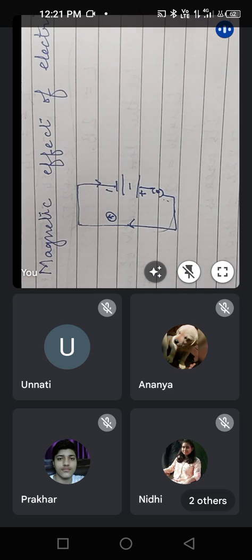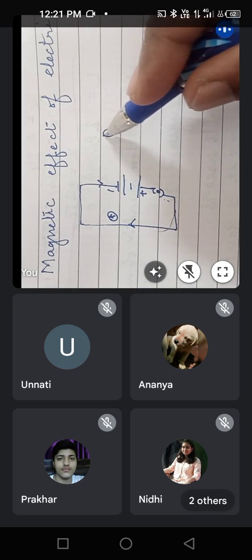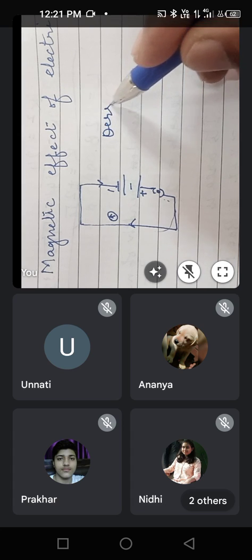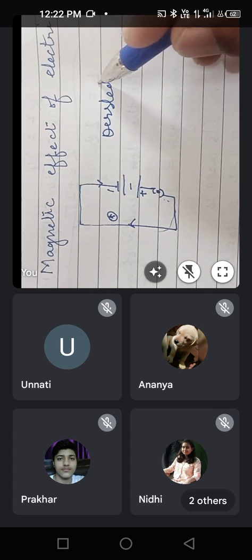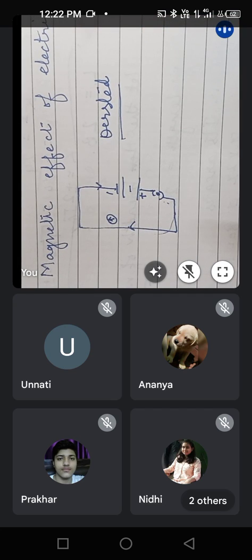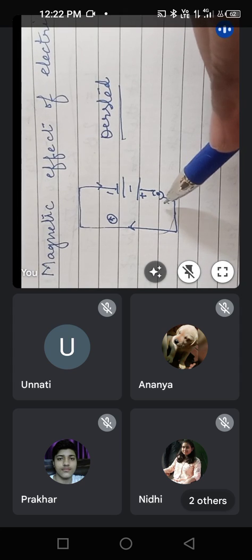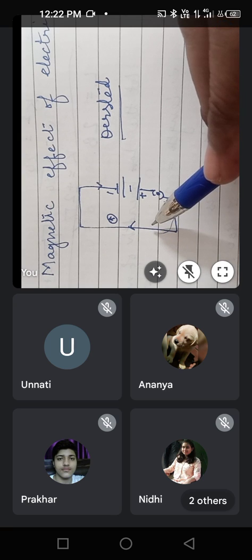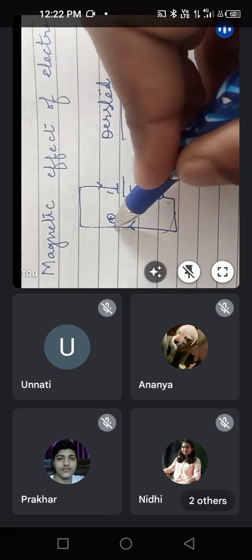This experiment was done first of all by a scientist named Orsted, so it is called the Orsted experiment. The Orsted experiment states that when current flows through a conductor or a wire, then a magnetic field is generated around the wire.